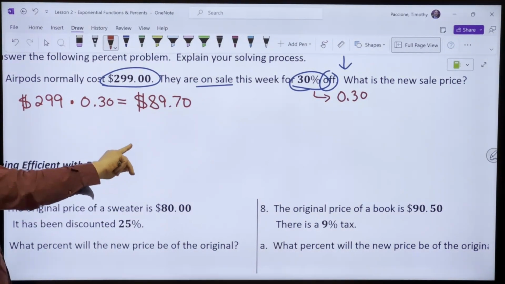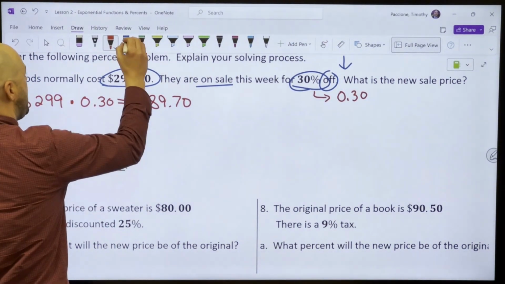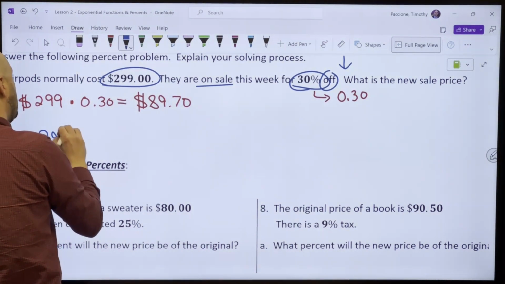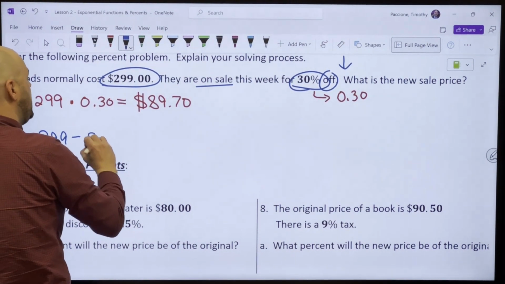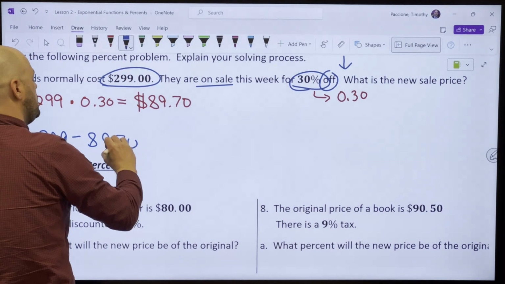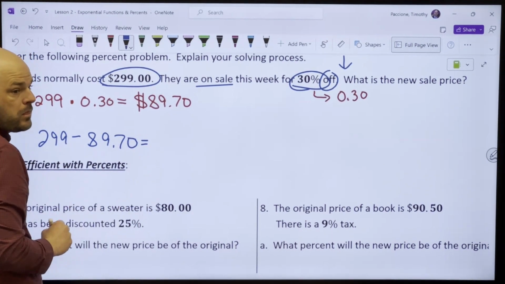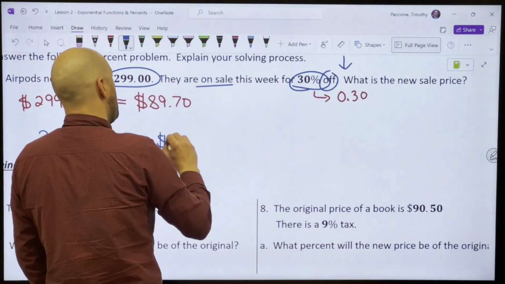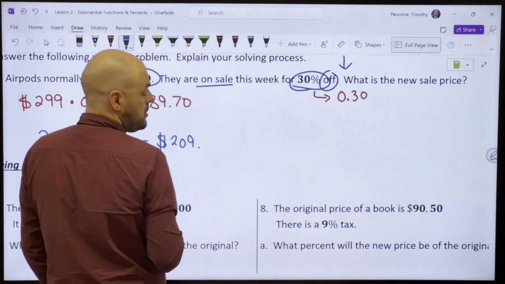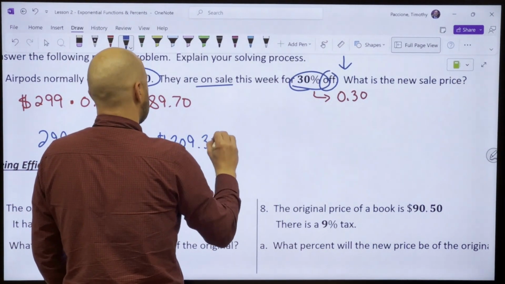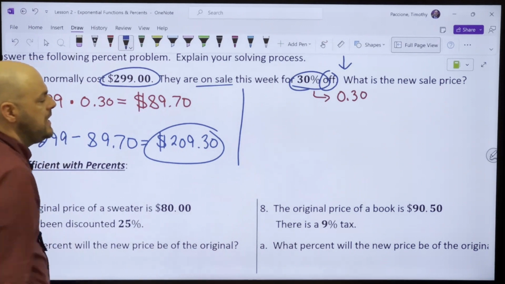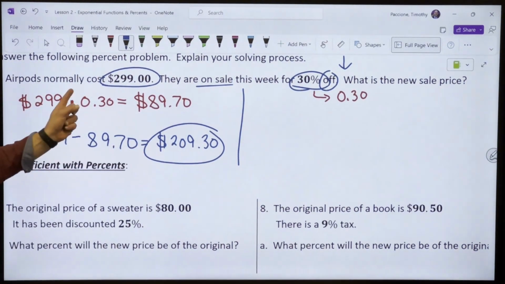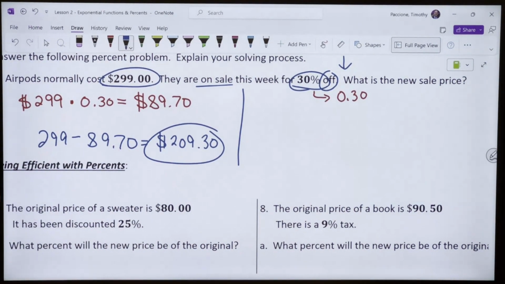Hold on. And you subtract it. Okay, so then you had 299 minus 89.7, and you got 209 and how much? 30 cents. Beautiful. So that is the new price. Correct? Awesome. Yeah, question? I got a different way. Oh, great. Let me hear about it.